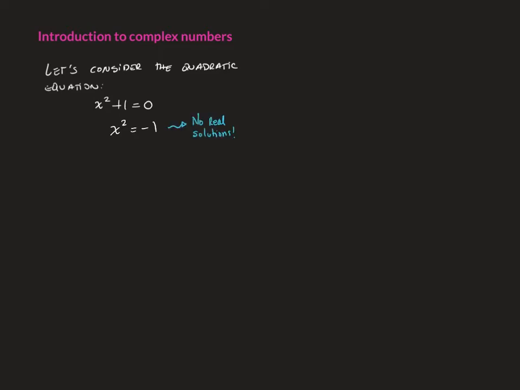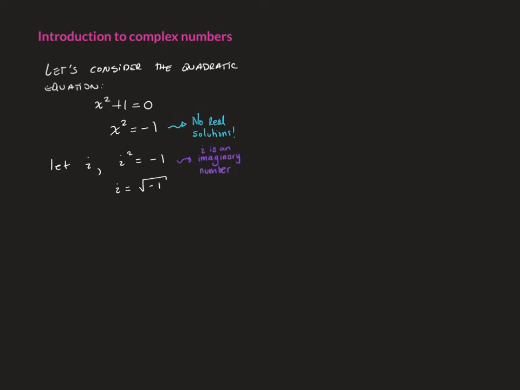So what we can do at this point is define a new number. We are going to define the number i in such a way that i squared is going to be equal to minus 1. And this is the definition that we're going to use for complex numbers. So my number i is what I'm going to call an imaginary number. And I can represent it also through the expression i is equal to the square root of minus 1.